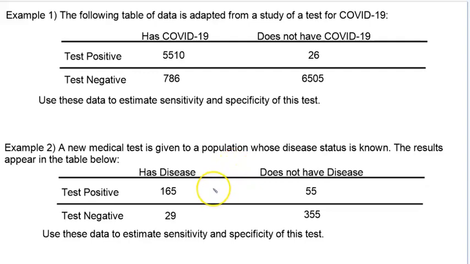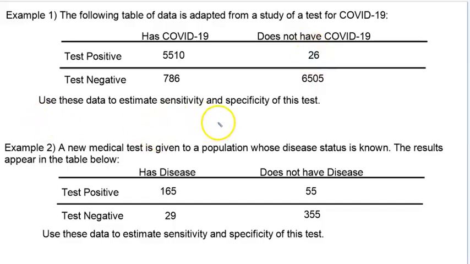Well, let's do a couple of examples of calculating sensitivity and specificity. In this first table, we have results of a study, a test for COVID-19. You can see our true positives, false negatives, true negatives, false positives.